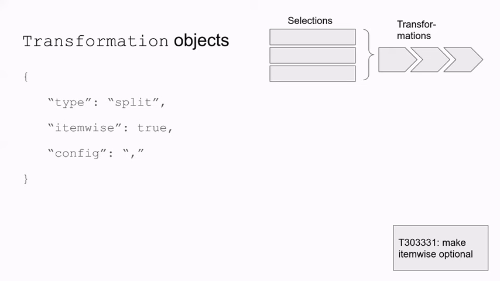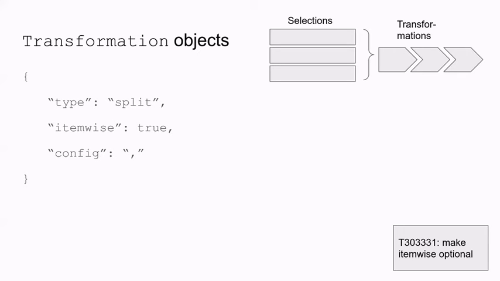Let's give an example. Let's say that the output of the selection is a list of two values, A and B. If I set transformation item-wise true, then I'm going to apply transformation to A first and transformation to B second. But if I set this to false, then I'm going to use the array as a whole and apply the transformation to the whole array.